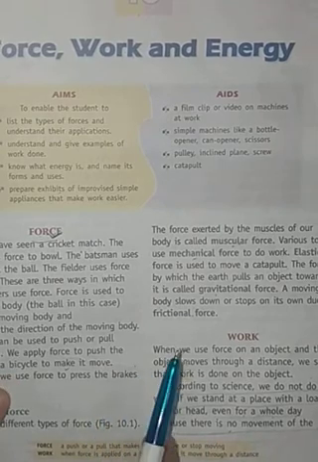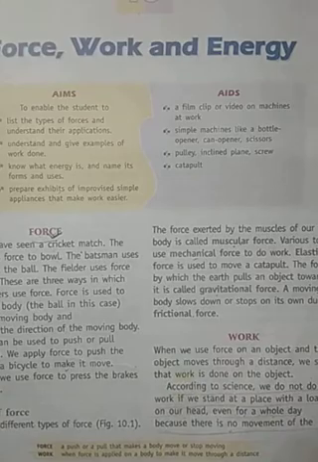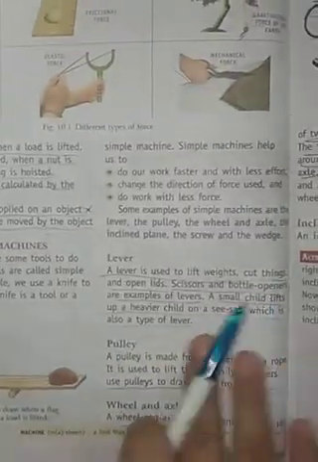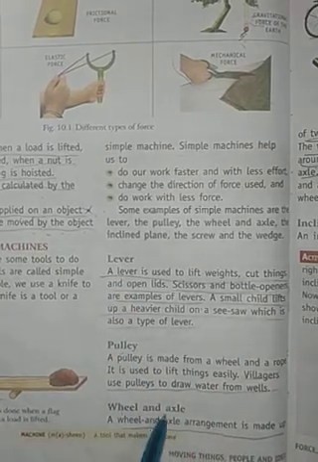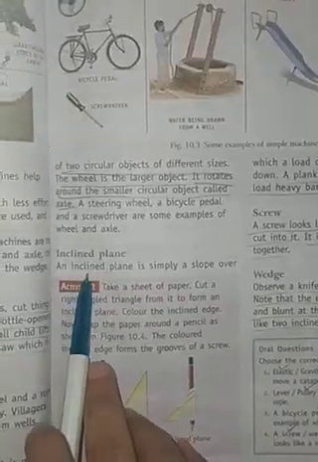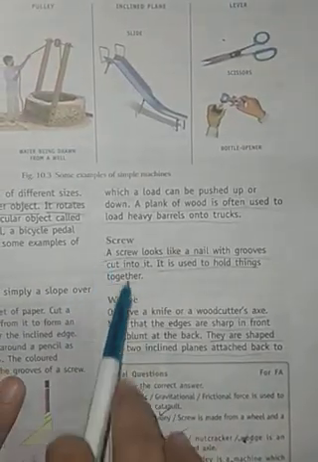Today in chapter number 10, that is force, work and energy, on page number 83, we will cover the two kinds of simple machines which are left. Till now we have done four kinds of simple machines: lever, pulley, wheel and axle, and inclined plane. So today we will talk about screw and wedge.